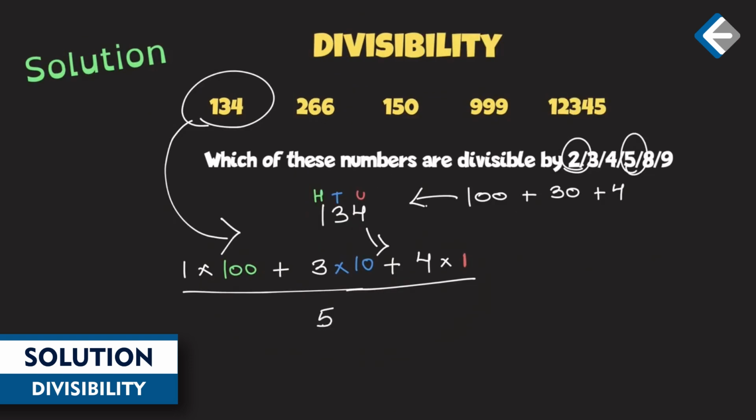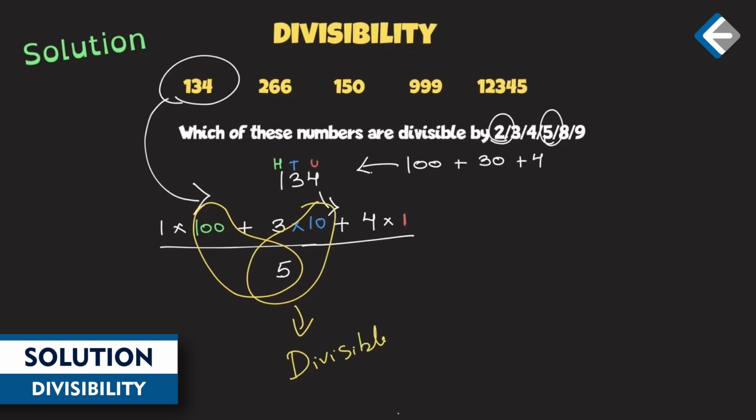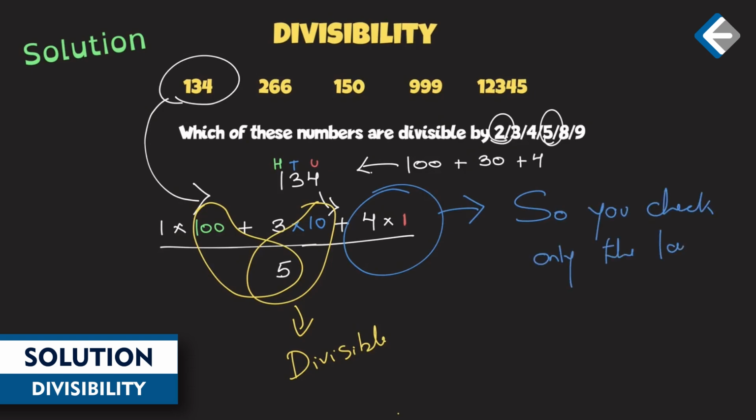If you go for 5, if you can see 100 as well as 10 is divisible by 5. So the only thing I am left with, just like 2, is the unit digit. I check if the unit digit is divisible by 5, then I'll say that the number is divisible by 5.